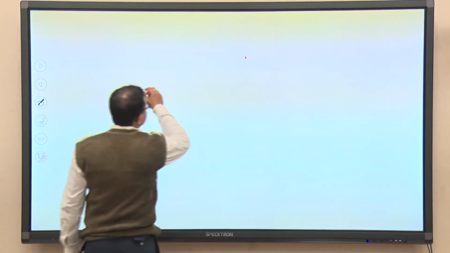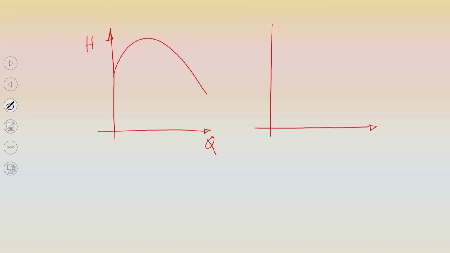here you can see this is Q, this is H. Now, this is the curve, and I can take another case, that is case 2, this is Q and this is H. So, this is case 2 and this is case 1.